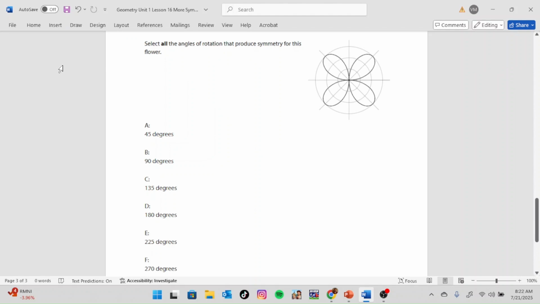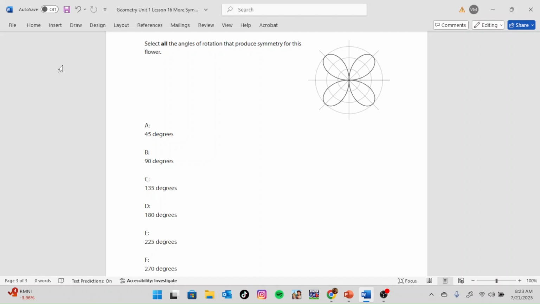Practice problem number 3 is going to be the last problem for this lesson. Once we're done with it, we'll go back and we'll review the learning target. Select all the angles of rotation that produce symmetry for this flower.